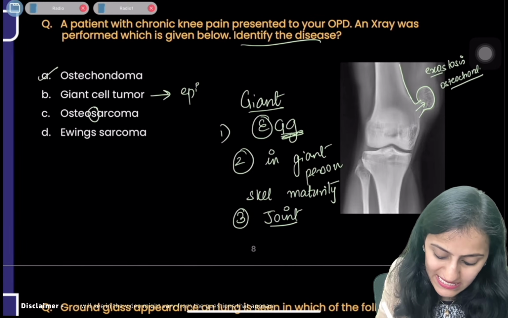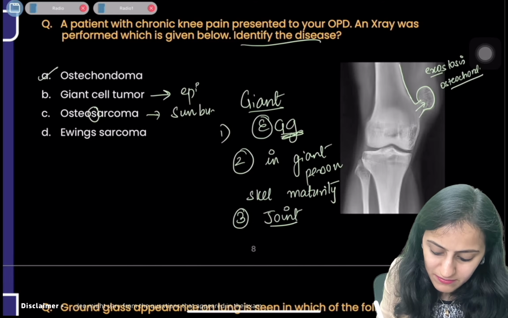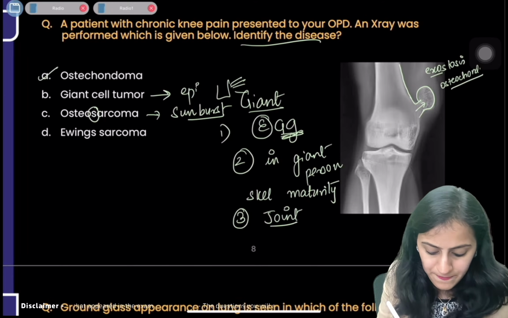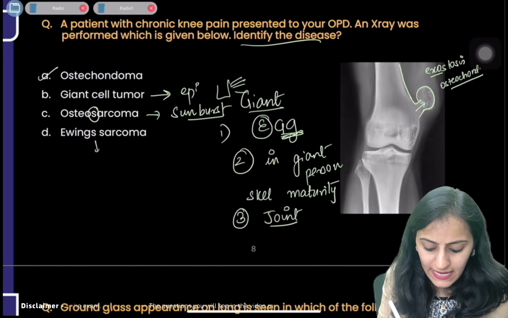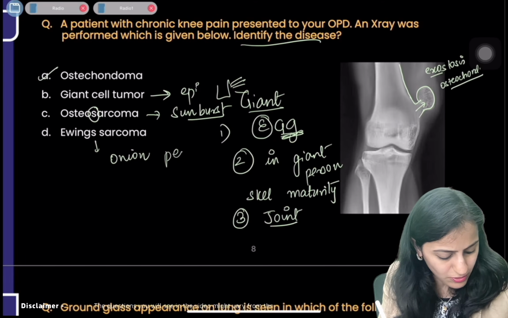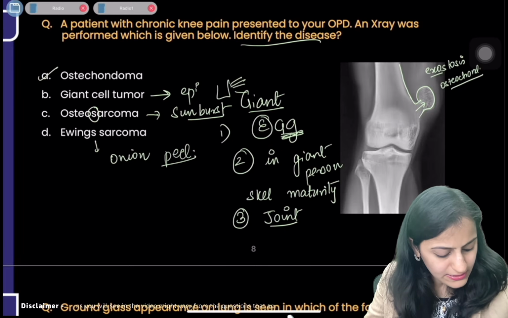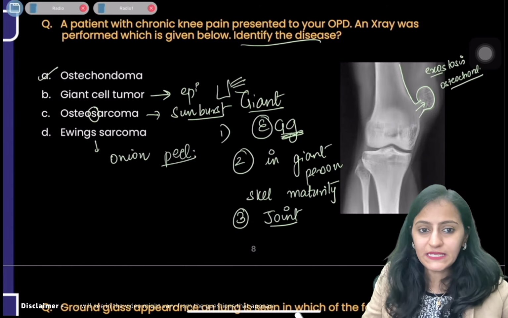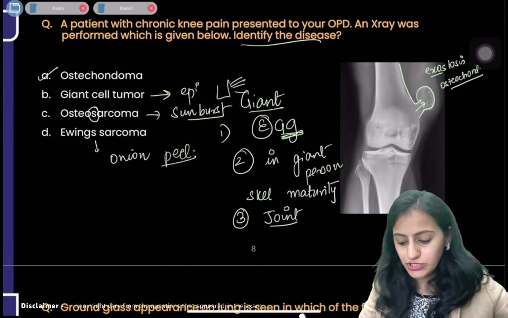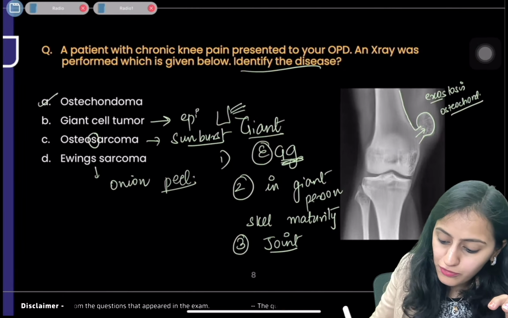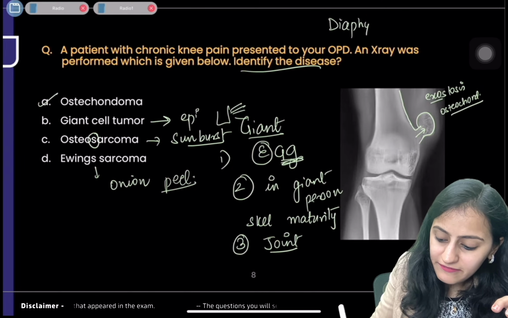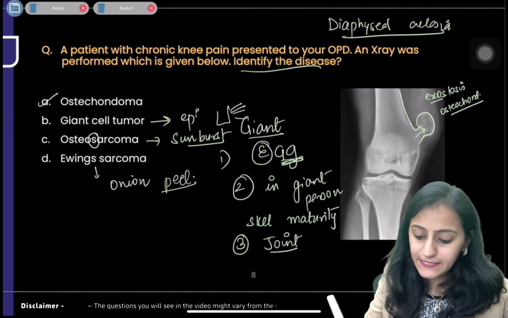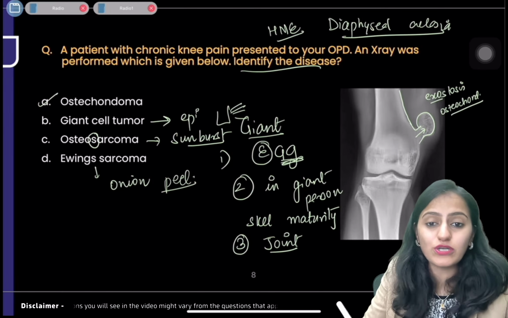Osteosarcoma, remember osteosarcoma, S for sunray or sunburst pattern of periosteal reaction is what we would see with osteosarcoma. Ewing's is in a child and it has onion peel periosteal reaction. Okay? Is this clear with everyone? So this is osteochondroma. When we have multiple osteochondromas, it is called diaphyseal aclasis, or hereditary multiple exostosis.